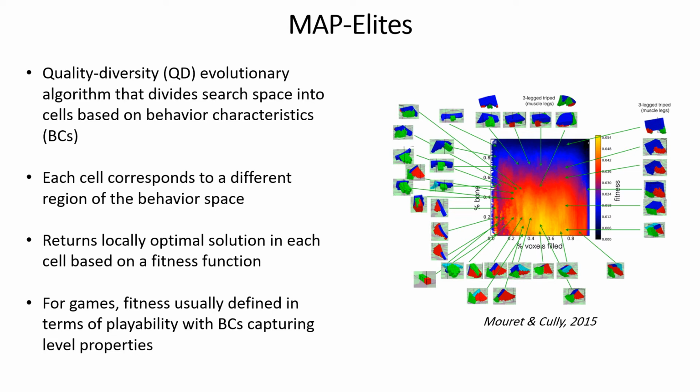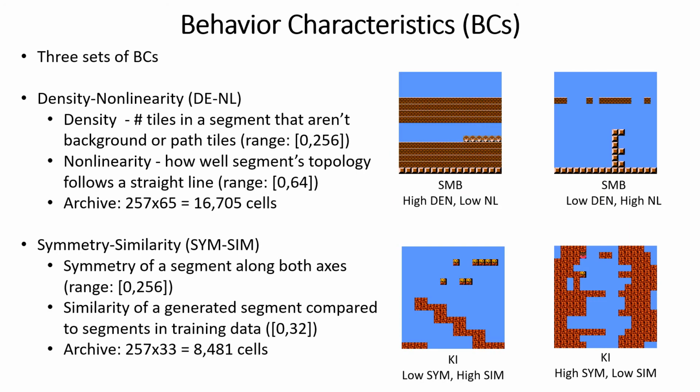Now, typically when applied to game levels, the BCs are defined to represent different types of levels or different level characteristics, while the fitness function is used to capture playability-based constraints. So for our experiments, we used three sets of behavior characteristics. The two shown on the slide were both based on pairs of tile-based metrics. So first, we have density and non-linearity. Density refers to the number of tiles in a segment that aren't background or path tiles, so a measure of how solid a segment is, while non-linearity is a measure of how well the segment's topology follows a straight line. So the higher the value, the more uneven is the topology of that segment.